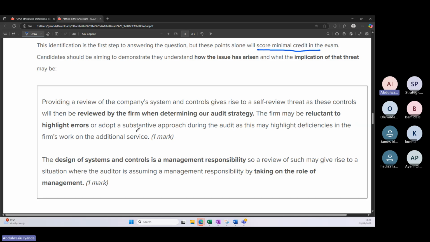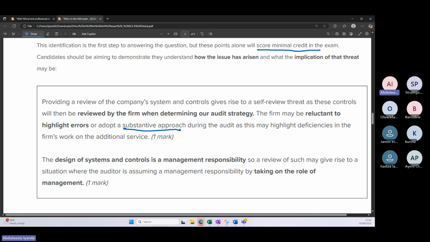The firm may be reluctant to highlight error or adopt a substantive approach during the audit. Because if you use a substantive approach, it means that our attention will be given more to internal control. And if we test the internal control and it is strong, we reduce our substantive test. So if I review and you say that everything is fine, then how are you going to pick up some error during your substantive process? Adopting a substantive approach may highlight a deficiency in the framework. Additional service.